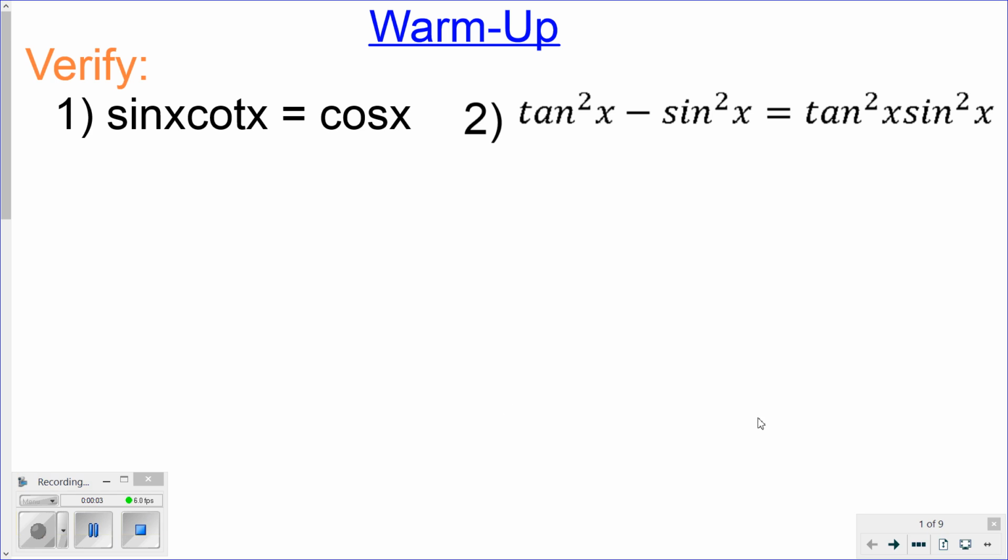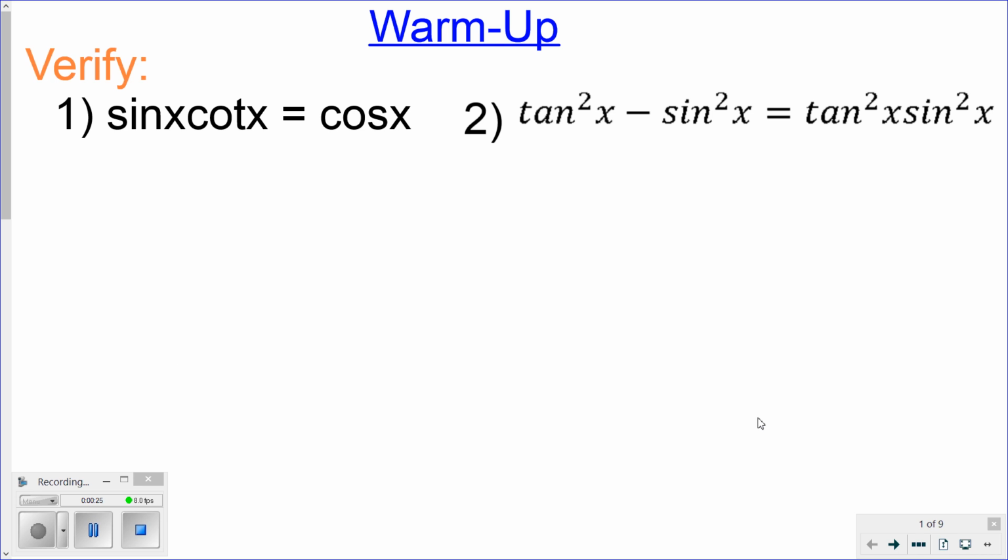Okay. Hello, everybody. So we are in our next lesson for Unit 2 here, derivative of trig functions. We've learned the power rule and the product rule, quotient rule, all those rules. And now we're going to learn how to take the derivative of each of the trig ratios.